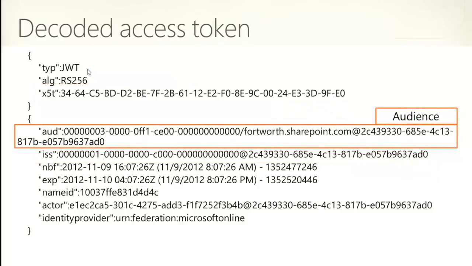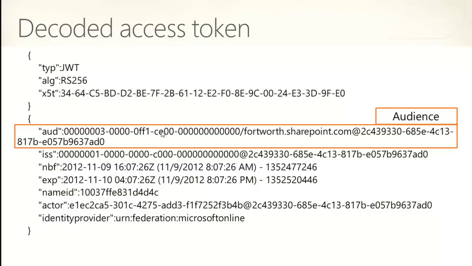The next important one is called the audience claim. And the audience claim is, who is this token intended for? Who's the audience of this token? And in this particular case, this token is intended for SharePoint. And it's intended for a specific URL in SharePoint and a specific tenant in SharePoint. And the way that I can tell that is that this GUID right here with a 3 and then some goofy-looking characters that are supposed to look vaguely like Office. Anybody catch that? 0FF1CE. Little Easter egg there.